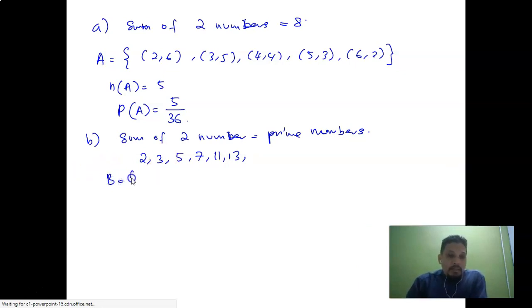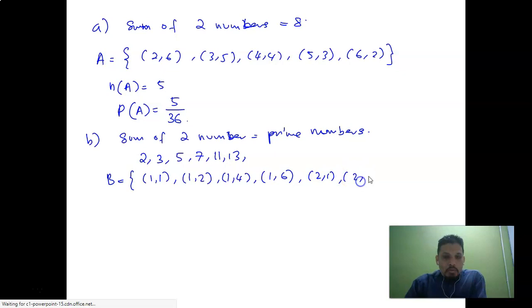The result of getting a prime number with 1 and 1. 1 and 2. 1 plus 2 equal to 3 here. Then 1, 4, 1, 6. 2, 1, 2, 3. 1 plus 1 equal to 3. 2 plus 3 equal to 5. Okay. 2, 5 equal to 7. Then 3, 2 equal to 5. 3 plus 4 equal to 7. 4 plus 1 equal to 5. Okay, this time all 1 by 1, never mind.